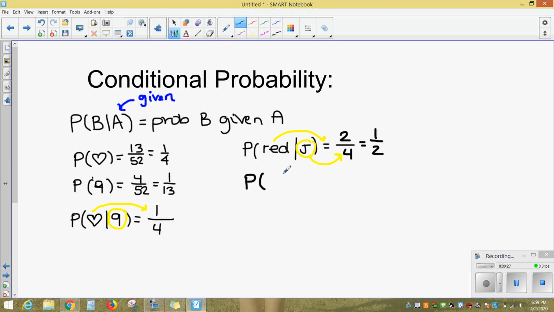What if I want to ask something like, what's the probability that it's a jack, given that it's a spade? I can't draw a spade, so I'm going to write the word spade. If I'm told that my card is a spade already, that narrows it down to 13 cards. Of those 13 spades, how many of them are jacks? Only one.